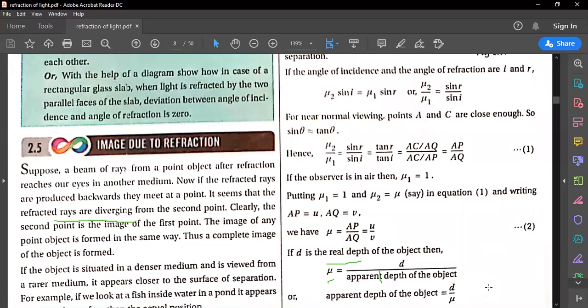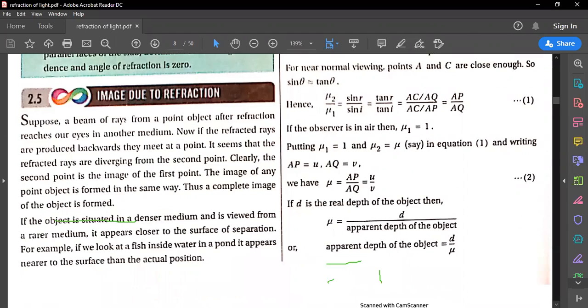Here is the formula. Mu equals the real depth d by the apparent depth of the object. Mu equals real depth by apparent depth. So the apparent depth of the fish was 6 meter as viewed by the man. Mu of water is given as 4 by 3, so you can find out d. Yes, sir, now I can do it. Done.